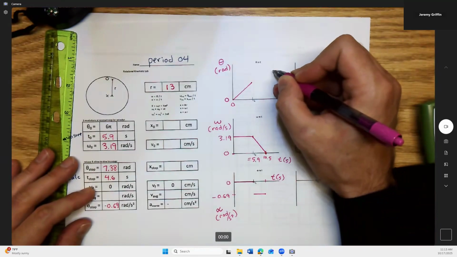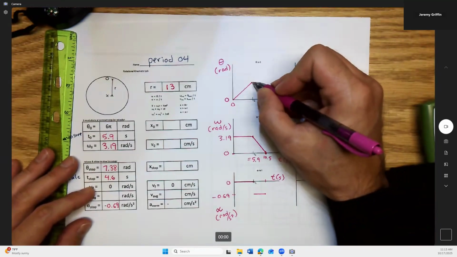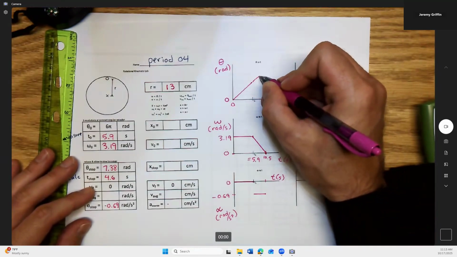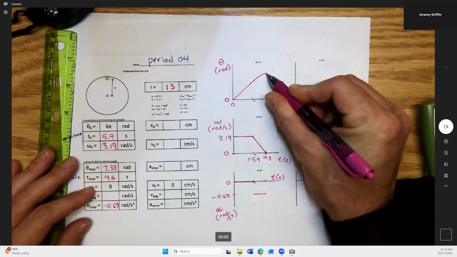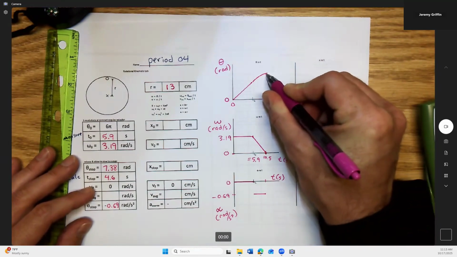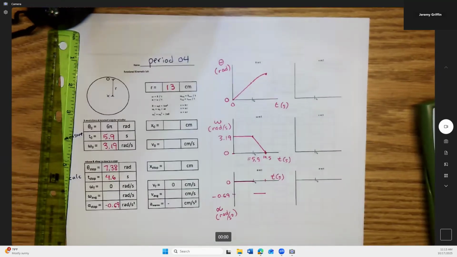Guess what shape that's going to make right there? A parabola. In fact, it'd be like an upside down parabola. And right at the top, this point right here, right at the very end, is the what of the parabola? Vertex. Aha, vertex.